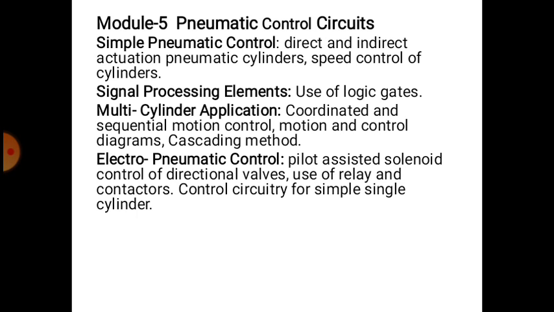And in the fifth module, pneumatic control circuits, simple pneumatic control, direct and indirect actuation of cylinders, speed control of cylinders we are going to study, signal processing elements where we are going to use the logic gates, AND, OR, NOR, NAND, like that. By using these logic gates we are going to study the building of circuit diagrams, pneumatic circuits, multi-cylinder applications, coordinated and sequential motion, control motion and control diagrams, cascading method, electro-pneumatic control, pilot assisted solenoid control of direction valves, use of relays and contactors, control circuitry for simple single cylinder. So these are the contents of the 5 modules.